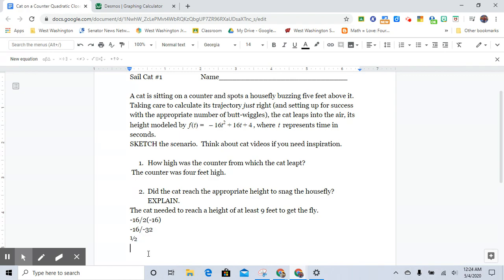Okay. So that just tells us the time, because is the cat only going to get 1/2 foot off the ground? Like, not off the counter, off the ground. Because this is all of the height, the elevation, in terms of its relationship to the ground. So this is just the time aspect. The x value is the time aspect. So we need to plug that back in.